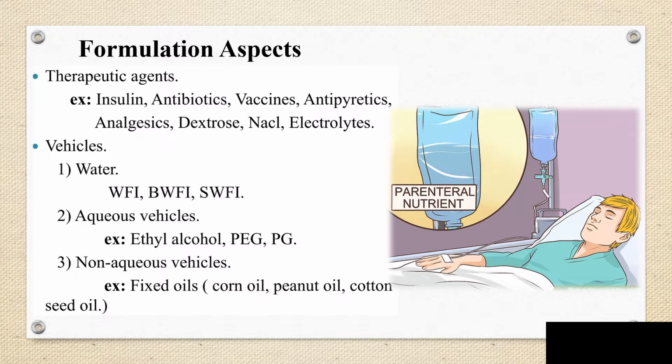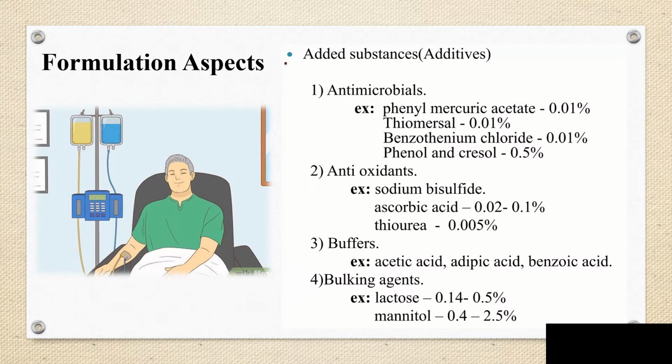Vehicles used: water for injection, sterile water for injection, or bacteriostatic water for injection, or other aqueous vehicles, which include ethyl alcohol, PEG. Non-aqueous vehicles include corn oil, peanut oil, coconut oil, etc. Next, we come to antimicrobials, which include thiomersal, benzethonium chloride, phenols and cresols. Antioxidants, for example, ascorbic acid, thiourea. Buffers, which are made for maintaining the pH: acetic acid, benzoic acid.